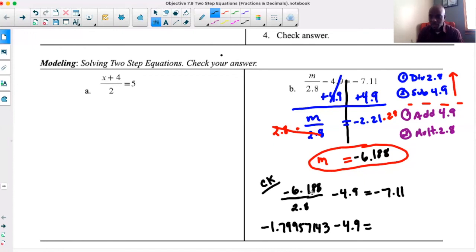I want to see if this makes sense. I'll take that answer and divide it by 2.8. Good, now it's making more sense, right? And I'm going to subtract the 4.9. And yes, I do get the -7.11. Now, this is the right answer. It gives me -7.11 is equal to -7.11.